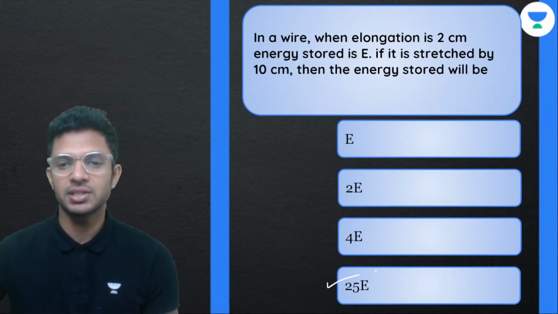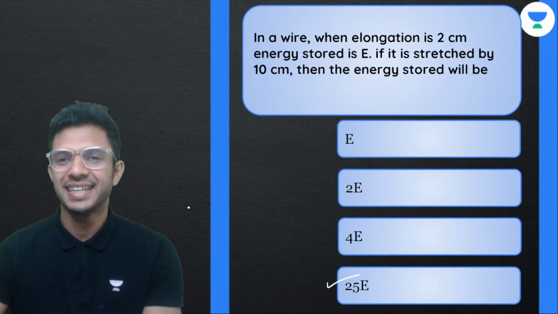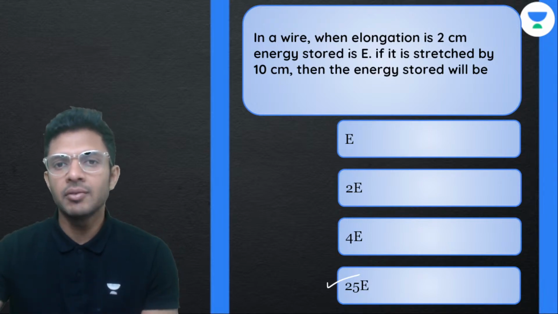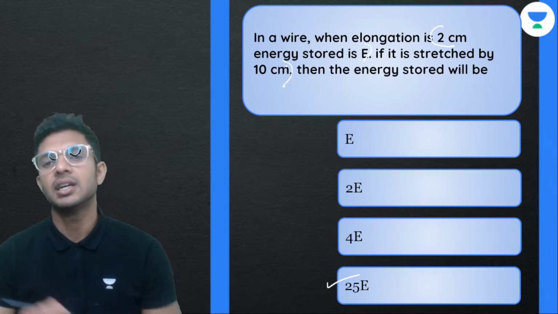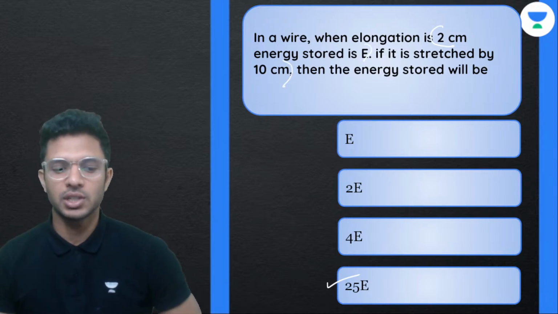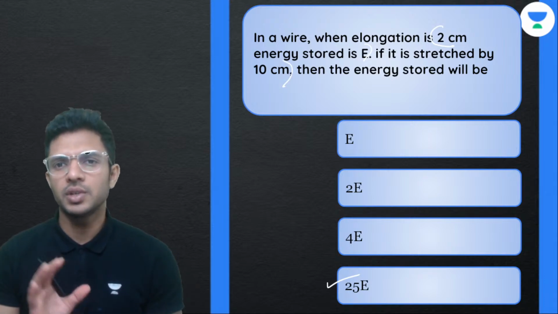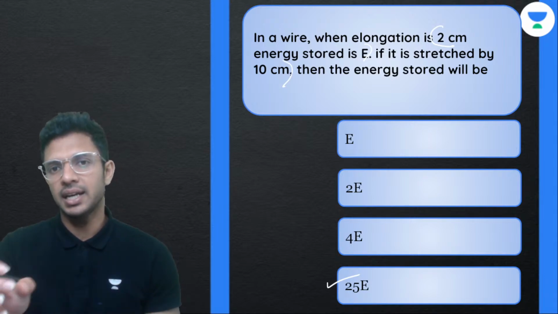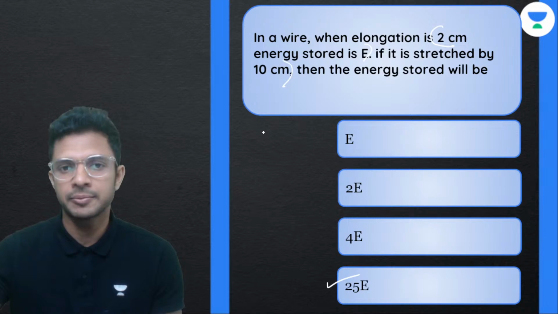It's option D, मेरे बच्चे. बहुत बढ़िया. Let's see, देख ले. In a wire, when elongation is 2 centimeter, energy stored is E. When the elongation is 10 centimeter, same wire पे energy कितना हो जाएगा? Okay, now we should be simply getting the relationship between energy and elongation, which we will do that.